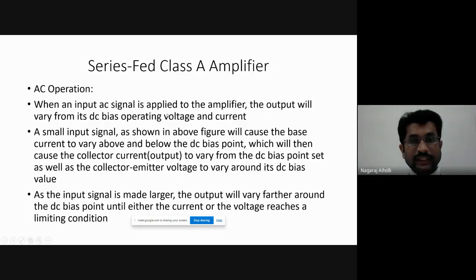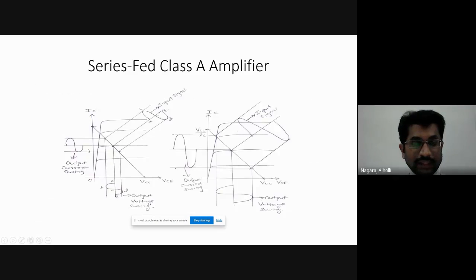When an input AC signal is applied to the amplifier, the output will vary from its DC bias operating voltage and current. So when we are applying the AC input signal, the output current and the output voltage will vary from the bias point, from the Q point. It is the Q point here, in the exact middle. From this point, the collector current and the collector to emitter voltage will vary, they will change.